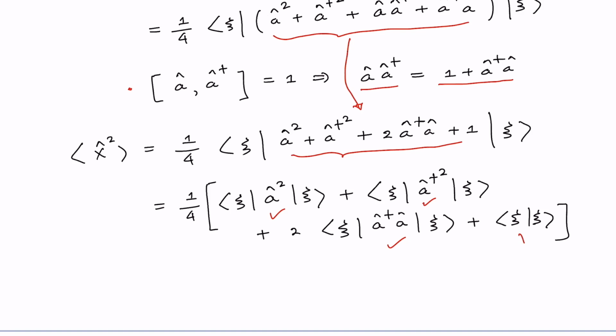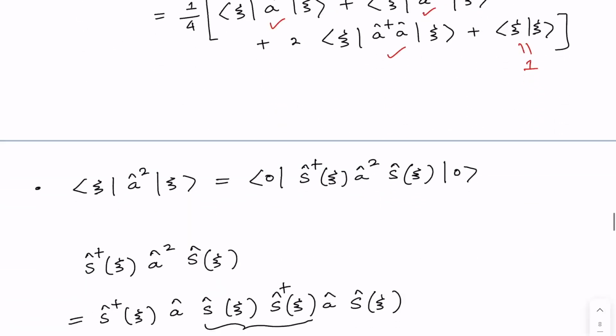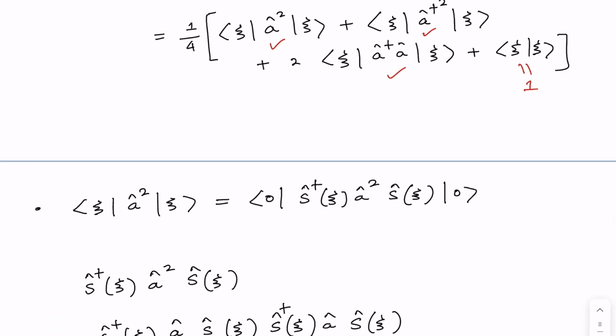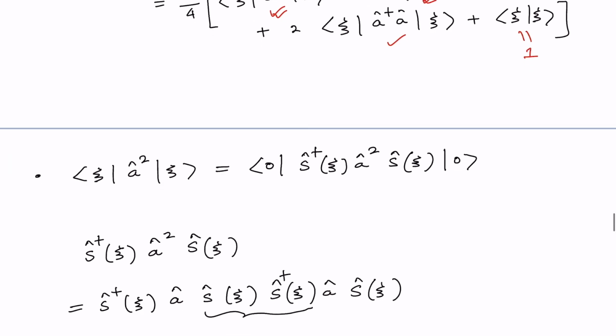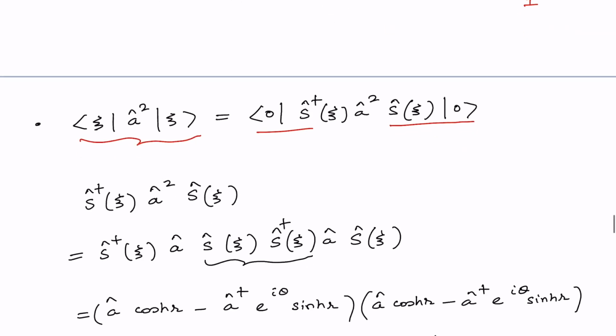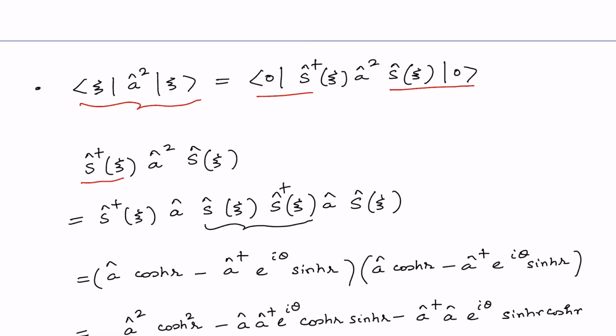The last term is, anyway, because the squeeze state has to be normalized, so this is going to give me 1. And here I am now going to work out all these terms term by term. So first of all, let us evaluate this expression, and this one can be done again. You see, I have written everything in terms of the vacuum state. So let us work out this particular term.